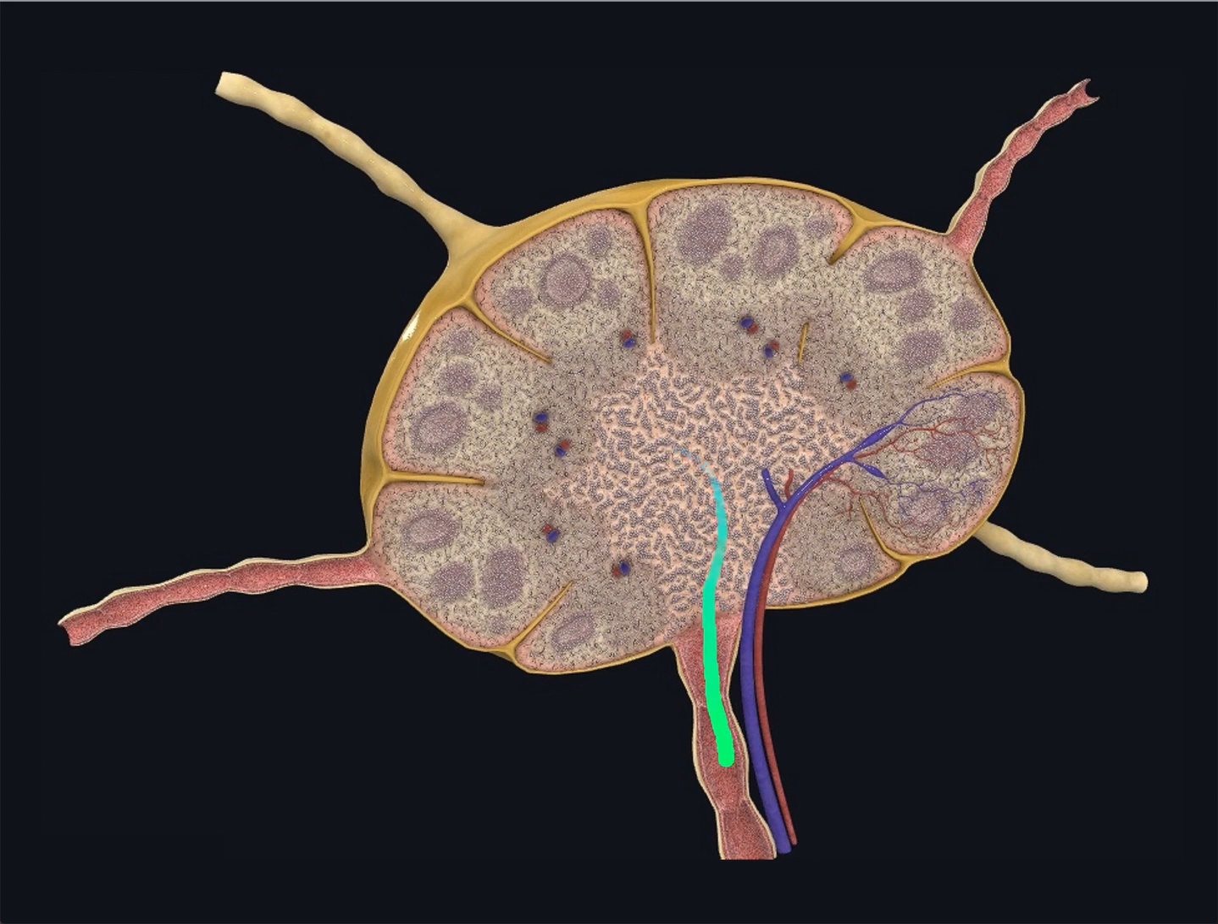Lymphocytes may also enter the lymph node via these post-capillary venules, often referred to as high endothelial venules. I will show you the unique histological features of these vessels later.